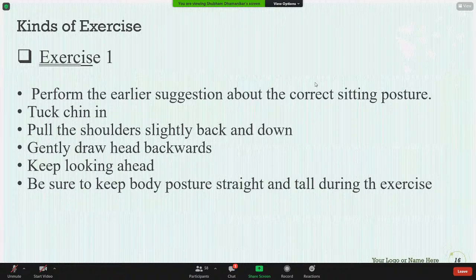And third is chin should be tucked in. The shoulder should be slightly back and down. Gently draw the head backwards. Your head should not be fully backward or fully outwards. It should be in a proper manner, in a gentle backward position.